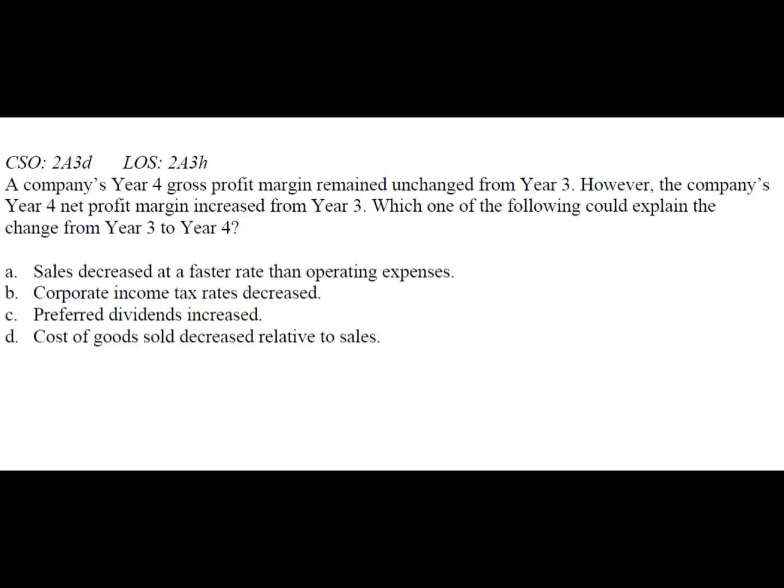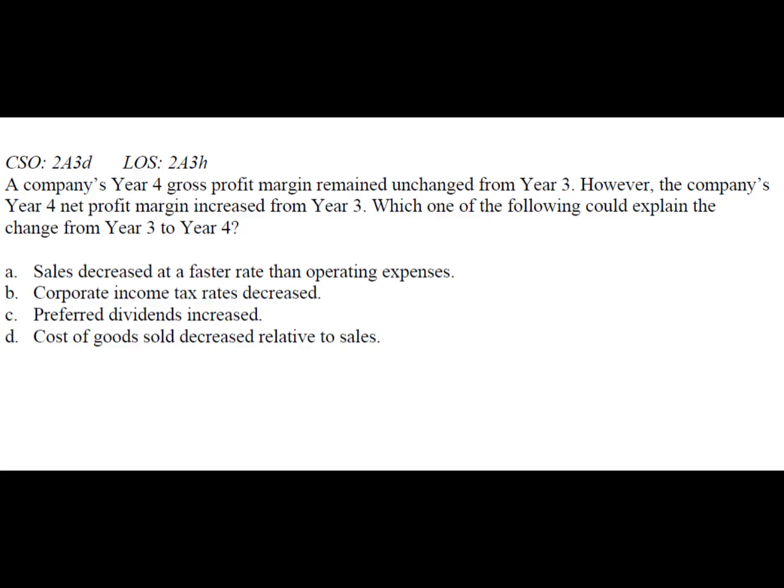margin unaffected. A. Sales decreased at a faster rate than operating expenses. Incorrect. This would generally reduce net profit margin because expenses would consume a larger proportion of sales. B. Corporate income tax rates decreased. Correct. Lower income tax rates increase net income after tax while leaving gross profit unchanged, causing the net profit margin to rise even though the gross profit margin remains constant.